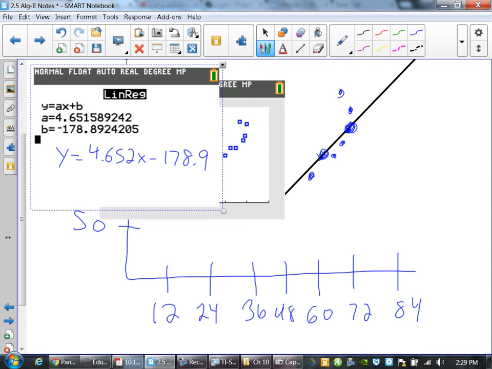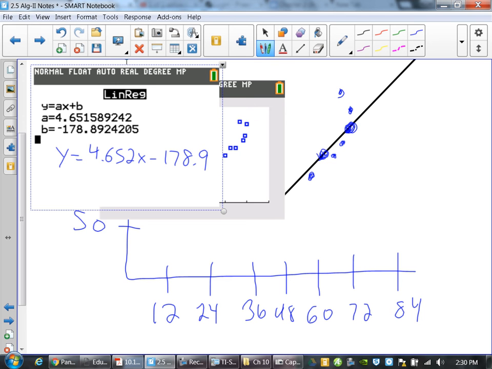Okay, let's see. Where's my calculator? Thank you. So if I do, who did we do yet? Well, what's your height? 4.652 times 68 minus 178.9. 137 and change? Is it close-ish? That's what we're looking at.